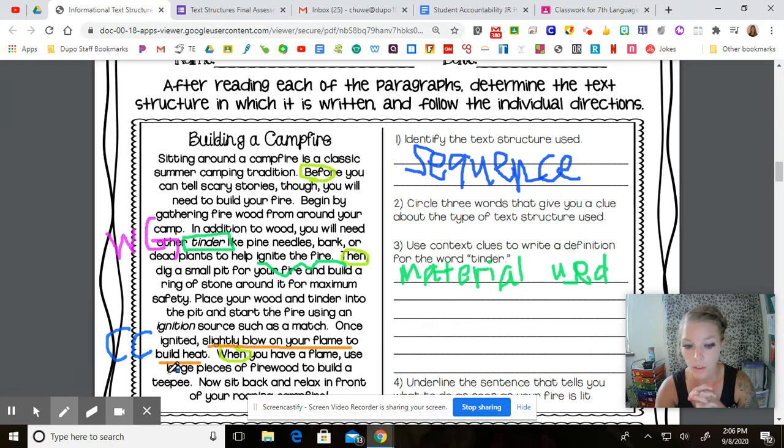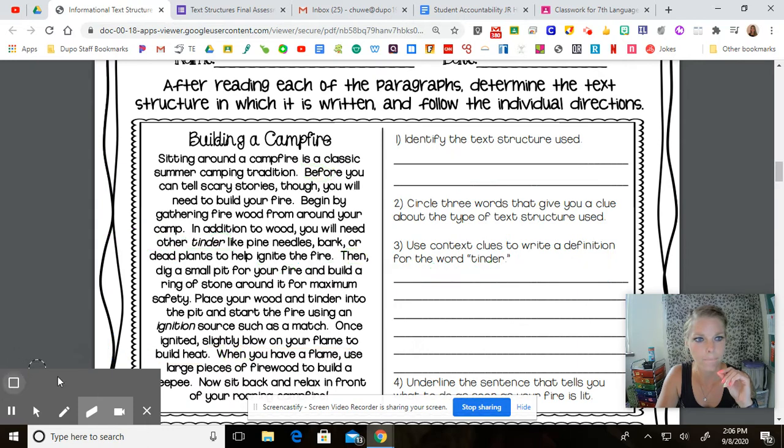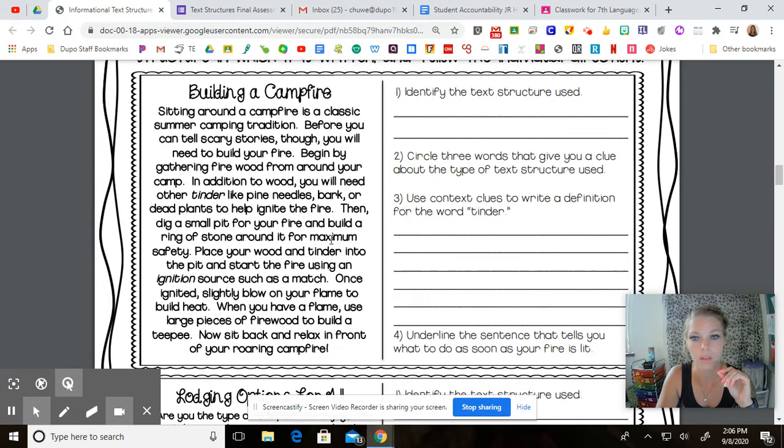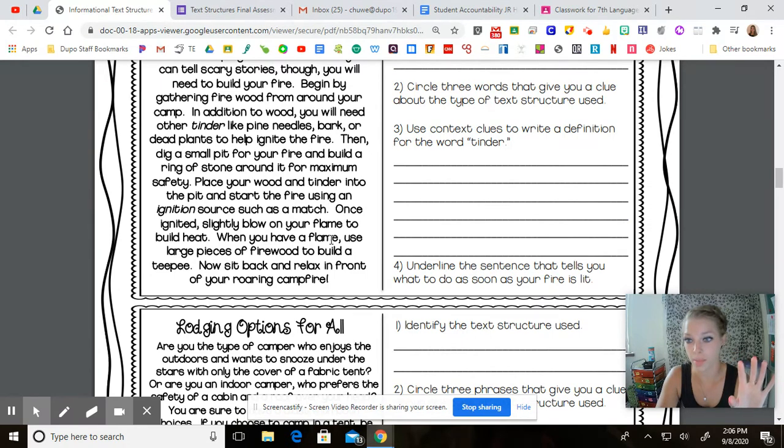So that should be all of the answers to this question for this section, building a campfire. If you feel like you're struggling or you don't understand, please just email me. So that's the first example.